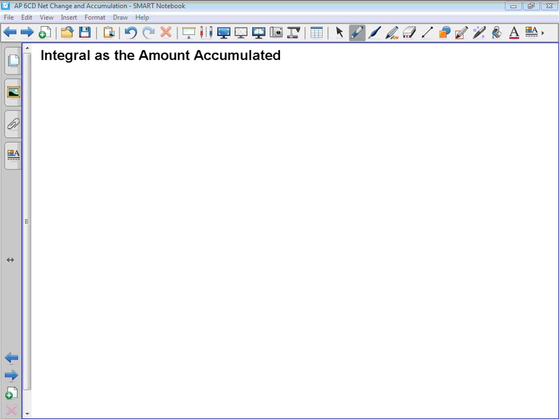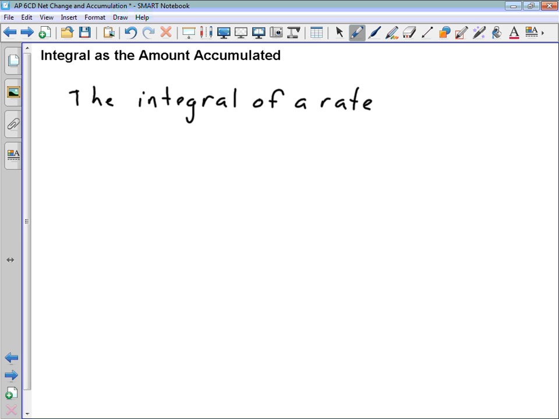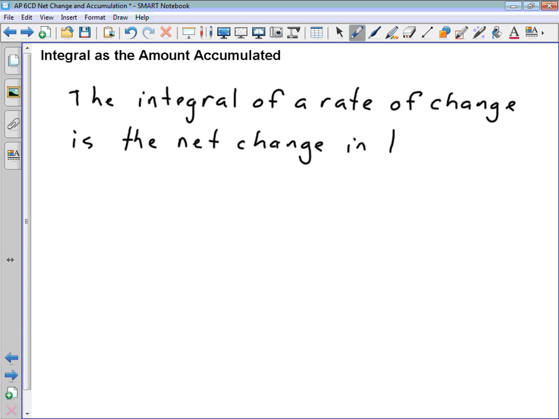So we're still using this idea that the integral of some rate of change of some quantity... So if we take our rate of change and we integrate it, the integral of a rate of change is the net change in that quantity, or in the amount of the quantity.